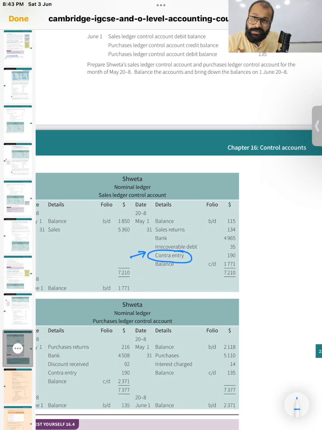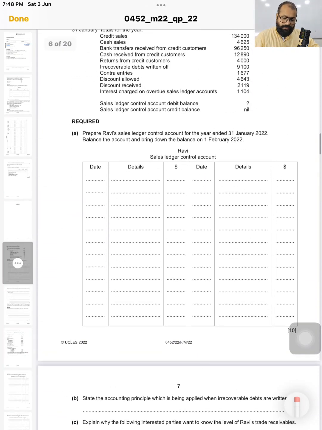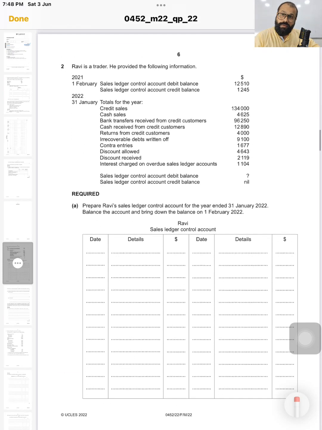Now let us go to this sum and start the question. Basically these control accounts, you should know the format very well. So whenever you have time, see that you draw the format and write the format. Once you know the format very well, then the question becomes very easy for you. You can solve it very fast. So whenever you have time, keep on writing the formats so you know them very well. Okay, so let us start with solving question number 2.